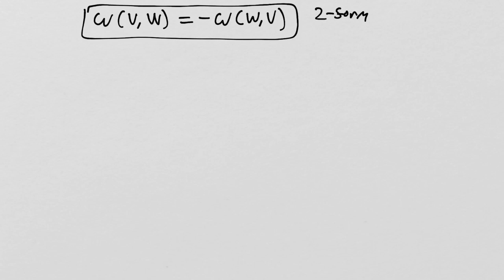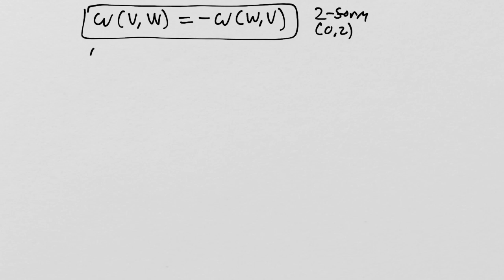It's a 0-2 rank tensor. Of course, we know that because it's gobbling up two vectors and giving us a real number. So we know it's a 0-2 rank tensor. And it's a 2-form because it's antisymmetric in the vector arguments. And so we can flesh this out as a constraint on the components of a 2-form.